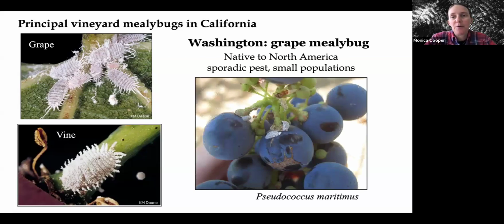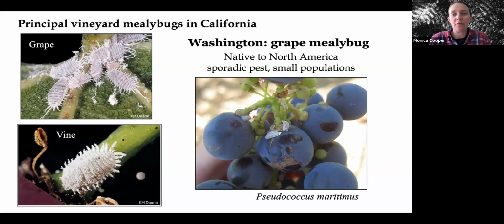In Washington, of course, you have only the grape mealybug. Luckily, you do not have vine mealybug yet, and hopefully that will be the case for a long time. Grape mealybug is native to North America. It's a somewhat sporadic pest that generally has pretty small populations. We can get a lot of mealybugs, but the damage to the fruit is not usually great or excessive.